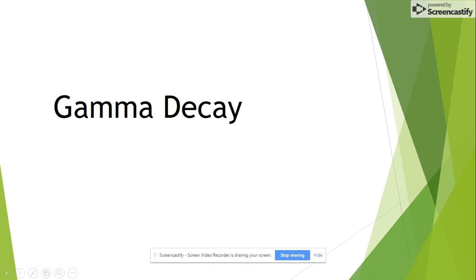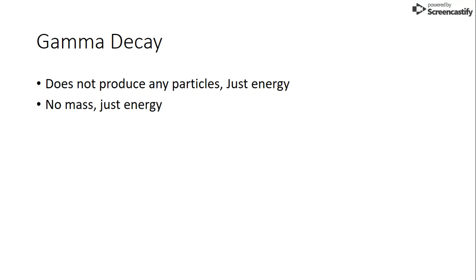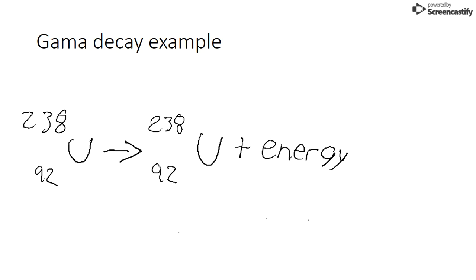Next, we have gamma decay. Now, for this one, it's the easiest one out of all of them. Gamma decay does not produce any particles, just energy. And it has no mass, it's just energy.